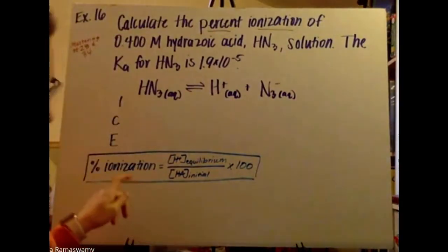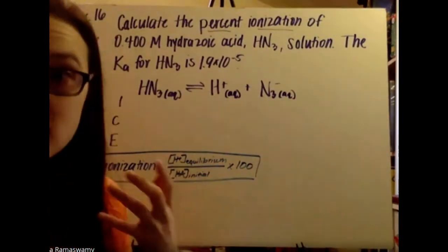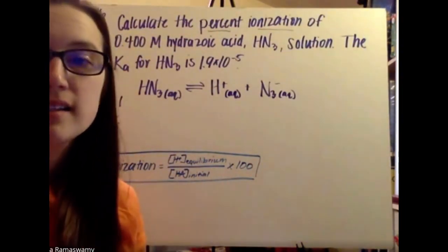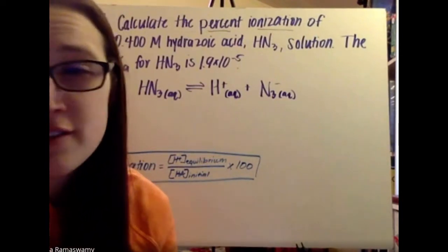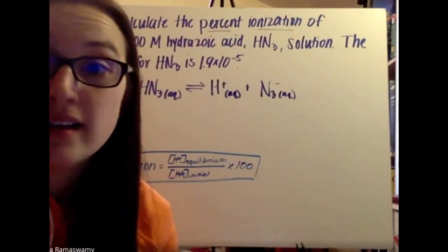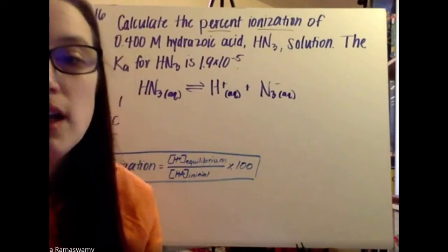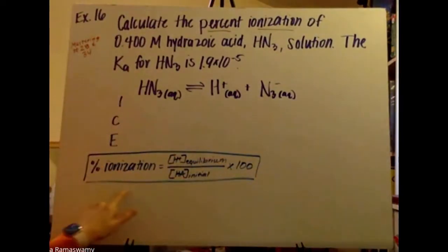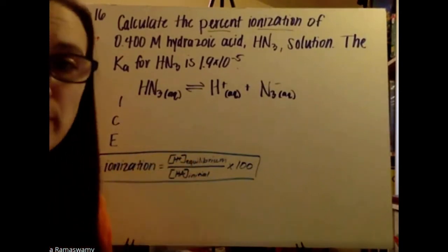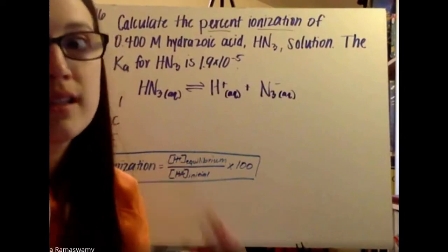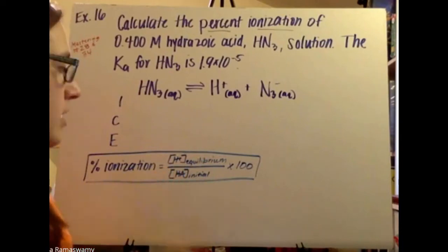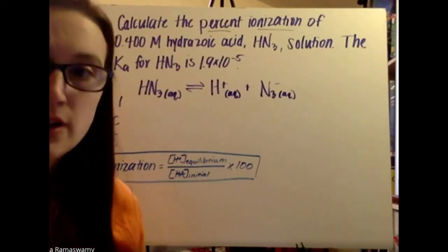So percent ionization is how much does the acid ionize? What percent of the acid actually ionizes? Now, for weak acids, it's usually less than 5%. So it's going to be somewhere less than 5% for a weak acid. Strong acid should be 100%. But when it wants percent ionization, the way that we calculate percent ionization is the H plus concentration at equilibrium. So here's where our ice table comes in. We need something at equilibrium. So H plus concentration at equilibrium divided by the initial concentration of the acid times 100.